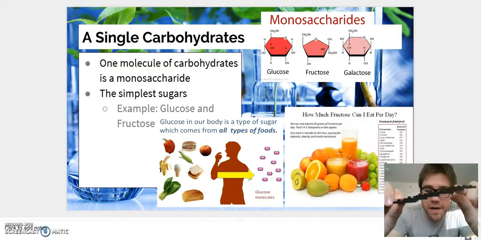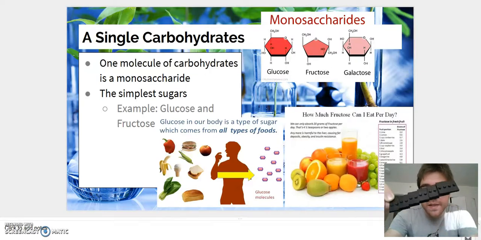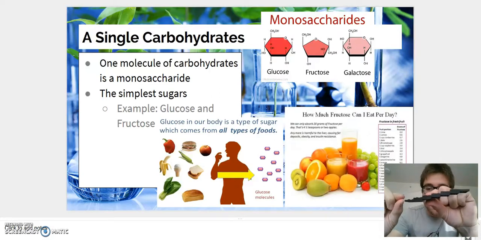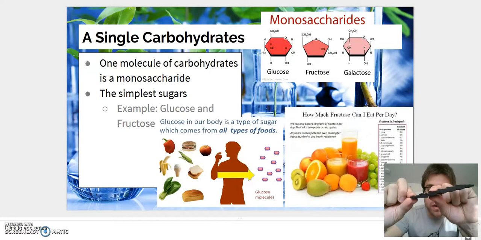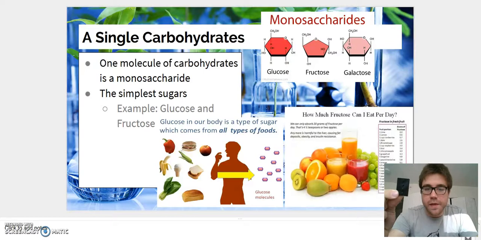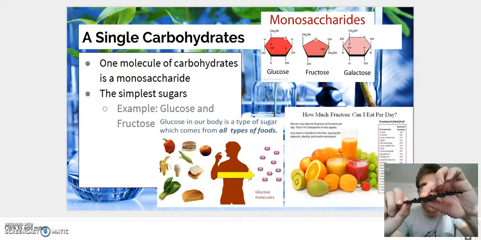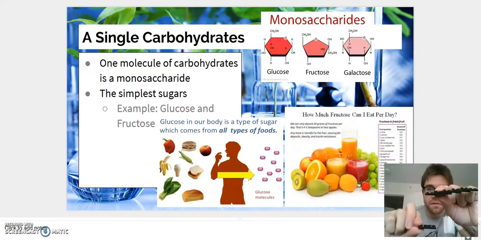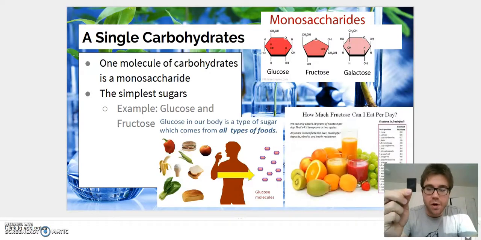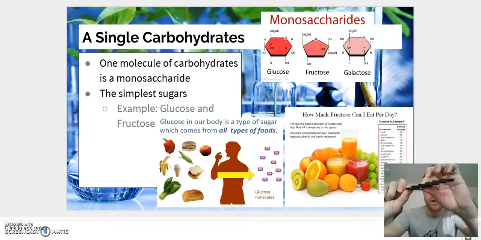Now you can see that my carbohydrate here is made up of many different things, or the same thing over and over again. So I'm going to take one of these things off. I'm going to take one molecule, one part of the carbohydrate off, and this is a monosaccharide. A monosaccharide is one part of a carbohydrate. That one sugar is a monosaccharide.